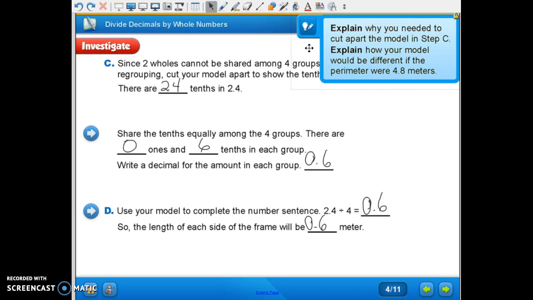Because we couldn't put 2 wholes into 4 equal groups. We couldn't share 2 wholes in 4 equal groups. And then explain how your model would be different if the perimeter were 4 8/10 meters. Would you need to cut apart your wholes if it was 4 8/10 meters? No, because you'd have a whole to share with each group. Okay, I'm going to go to a blank page and put these questions and answers up for you.